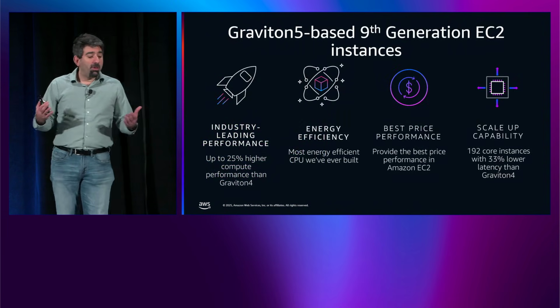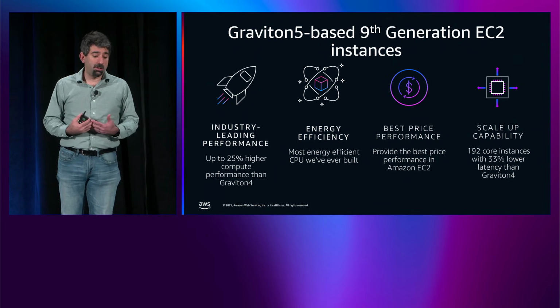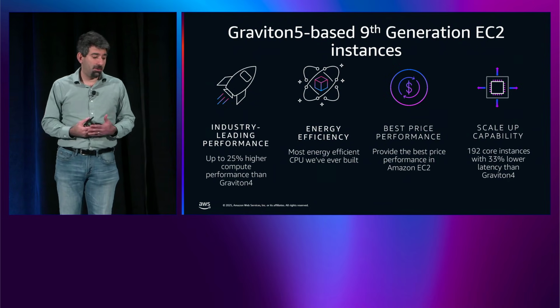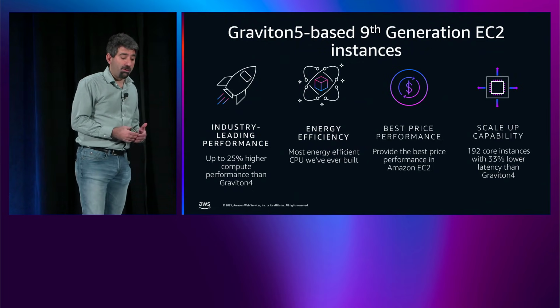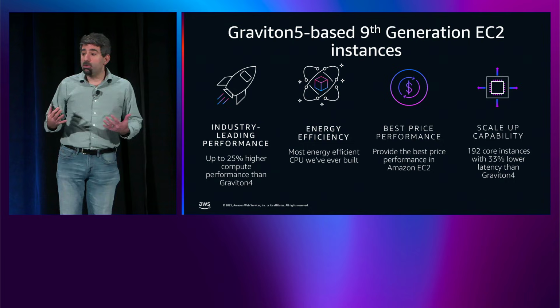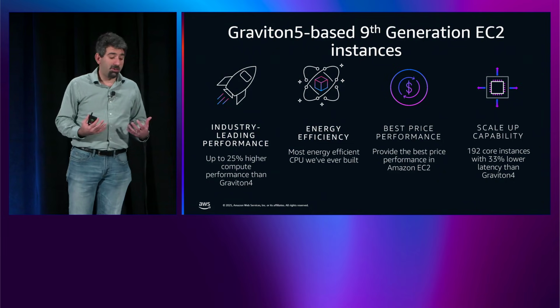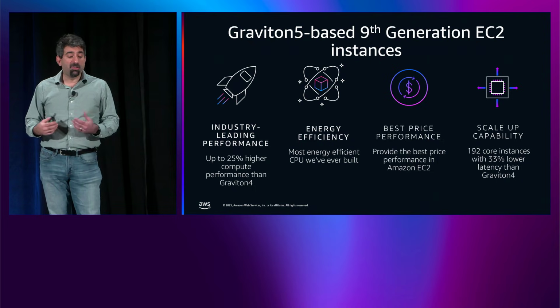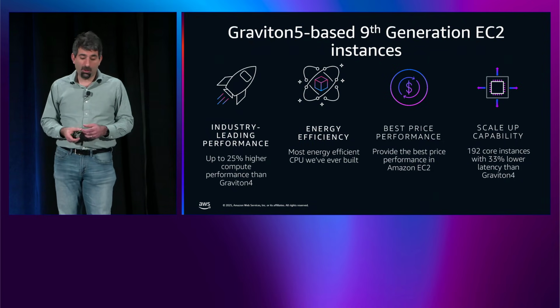So with Graviton 5, we are announcing our 9th generation of EC2 instances, starting with the M9G instance. They have industry-leading performance, up to 25% better than Graviton 4. Graviton 5 is the most energy-efficient CPU we've built, and it provides the best price performance in EC2, with the same scale-up capabilities, but with lower latency and higher bandwidth than Graviton 4.